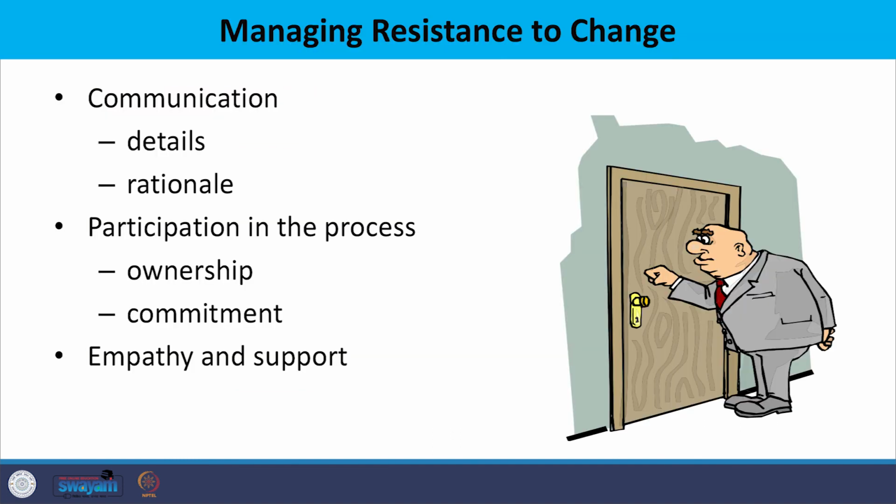So, how do we finally manage change? Managing resistance to change through communication, details, rationale, participation in the process, that is through ownership and commitment, empathy and support. With this, I would like to conclude the session here.